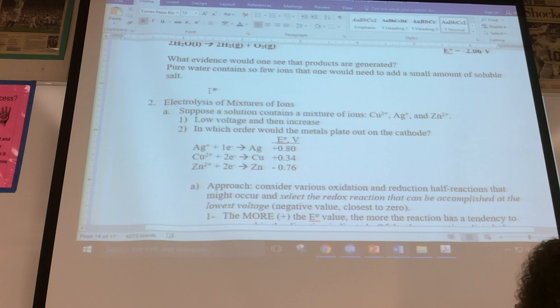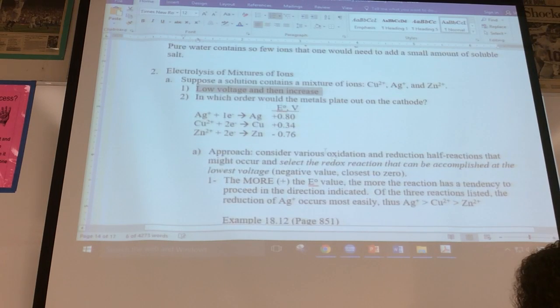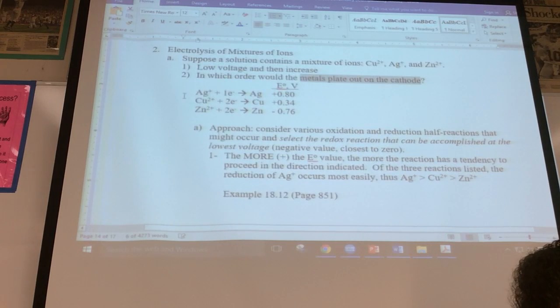So what happens when you have a mixture of ions? For example, let's say that a solution contains a mixture of these 3 ions. You'll have a low voltage and then it'll increase. And you want to know the order in which the metals plate out on the cathode. Their reduction potentials are shown. The approach here is that you'll consider the oxidation and reduction half reactions that might occur, and you'll select the one at the lowest voltage, a negative value closest to 0.